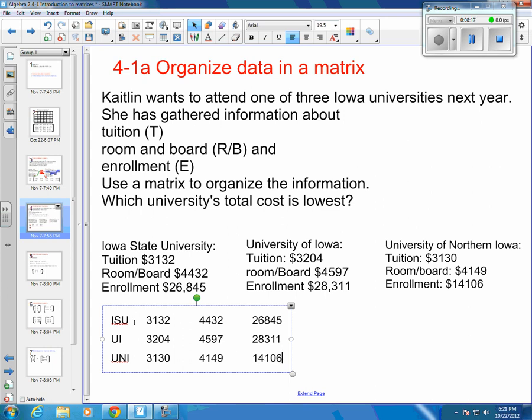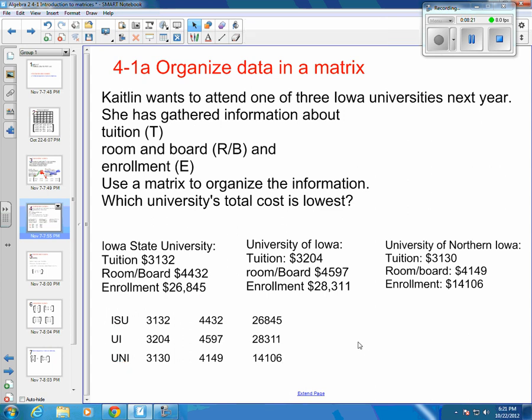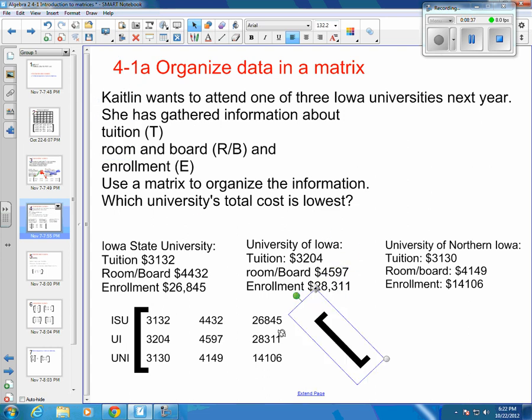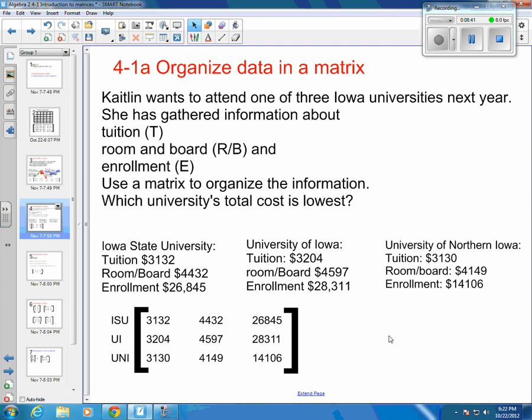$14,106 for their enrollment. And again, if I just come over here and create myself a bracket and put my bracket on, that might be a little bit big of a bracket. Okay, so there's my bracket on that side. Control C, Control V to copy it and paste it. Flip my bracket around to the other side. There, voila, I have a matrix.